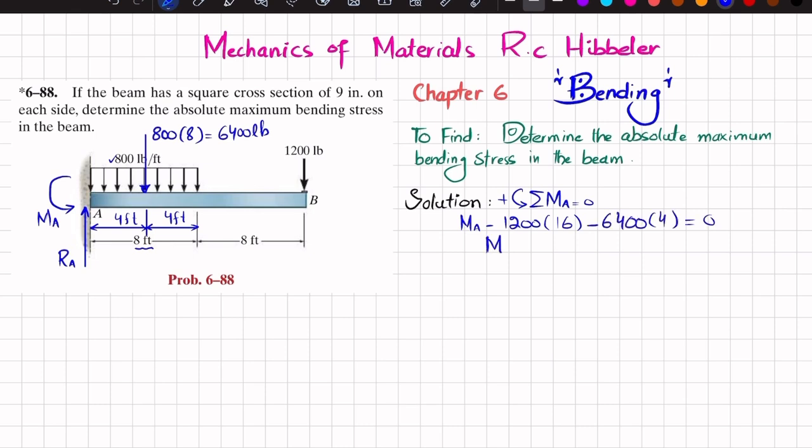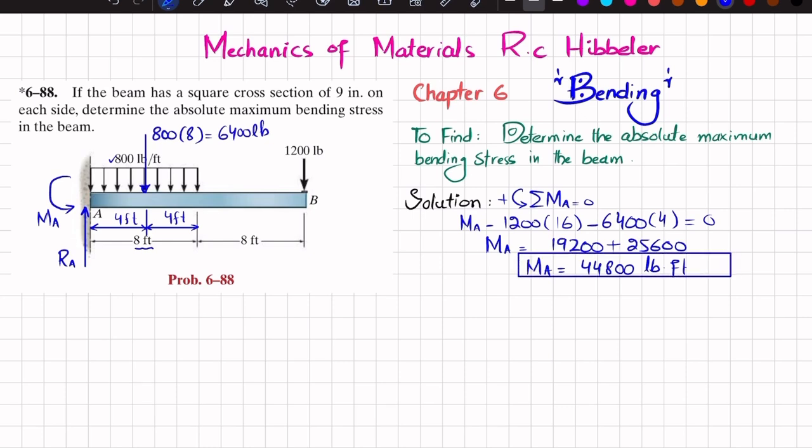So from here you will get MA is equal to this 1200 into 16, which gives you 19,200, plus this 6400 into 4, which gives you 25,600. So when you add them, you will get the moment about A comes out to be 44,800 pounds into feet. So this will be the moment, clear?